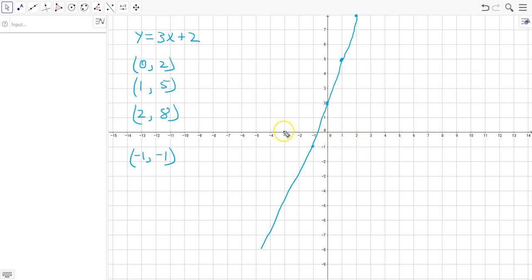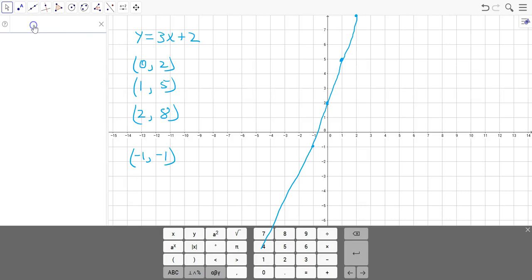And using GeoGebra, we can actually precisely graph this equation. If you move over here, you can input the equation y equals 3 times x plus 2. You don't have to put the times in between the 3 and the x, the times symbol. It's fine with that. Let me make that font a little larger so you can see it.